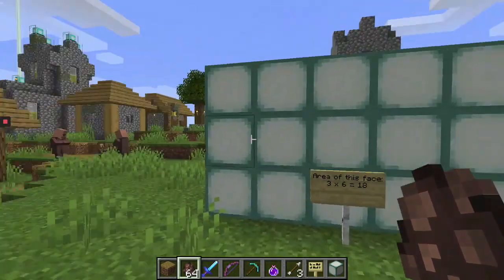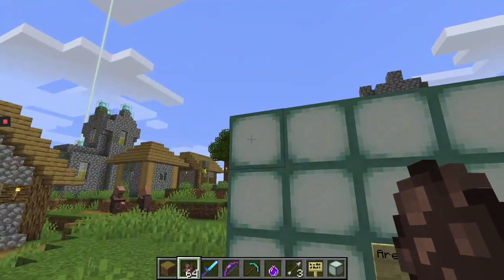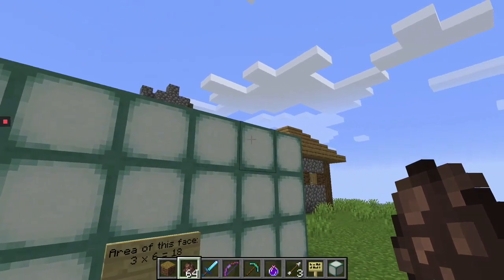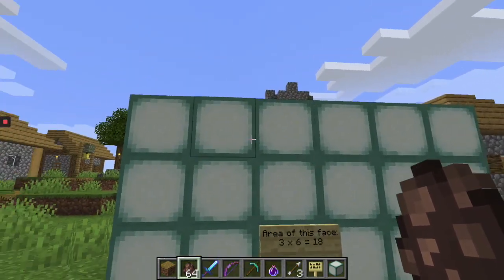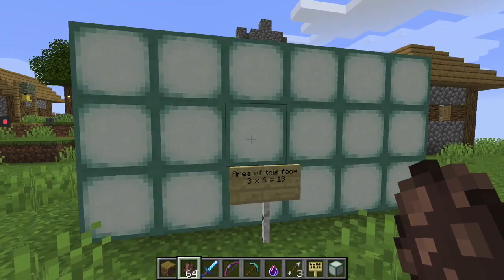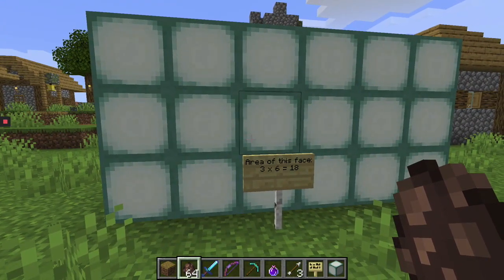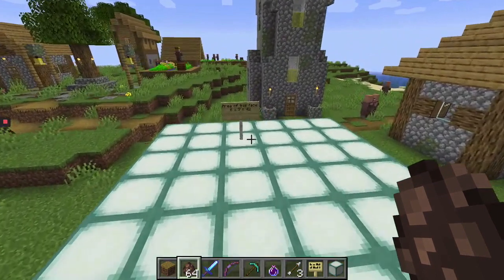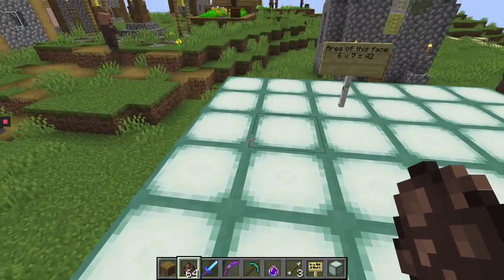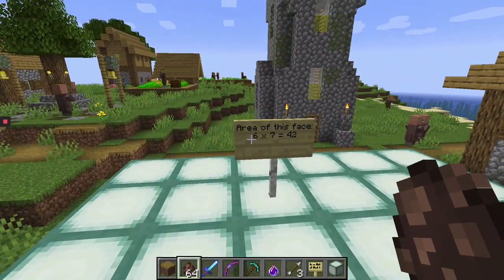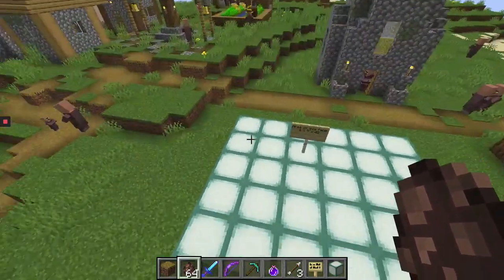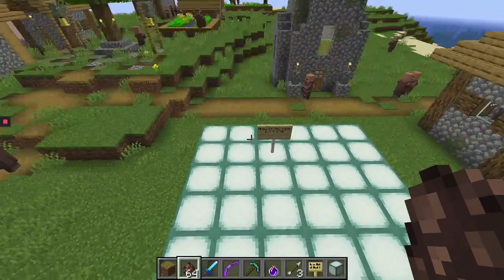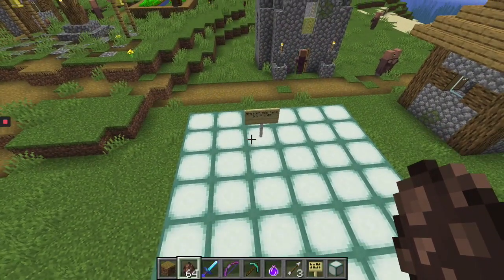Let's look at this side. This is 3 by 6. So this is 3 times 6, which is 18. So the area of this is 18. And we now only have one more to do, which is the top. And this one is a big one. And I can see by the sign, this is 6 by 7, which is 42. So the area of this top is 42, which means the bottom is also 42.